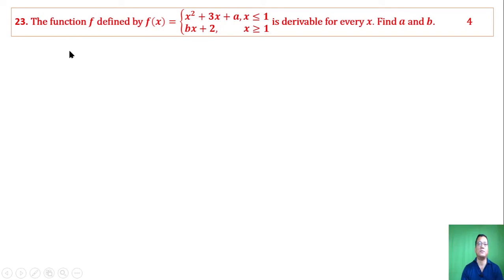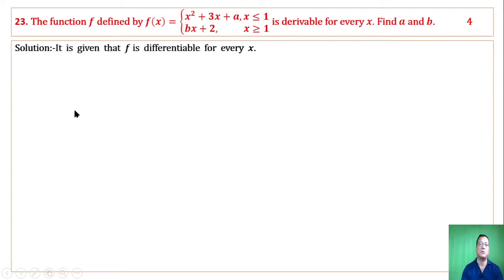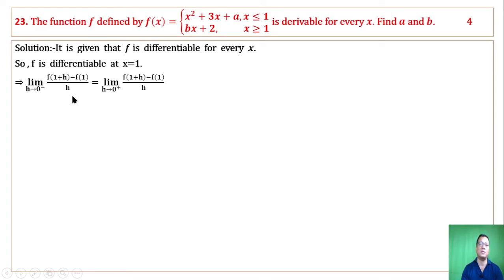Question 23. The function f defined by f of x equal to x square plus 3x plus a when x is less than or equal to 1, and bx plus 2 when x is greater than or equal to 1, is differentiable for every x. Find a and b. It is given that f is differentiable for every x, so f is differentiable at x equal to 1. That gives left hand derivative at 1 equal to right hand derivative at 1.